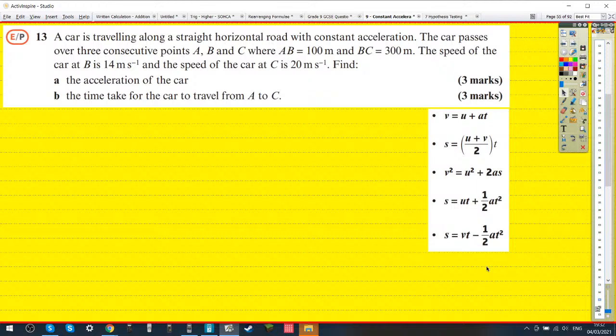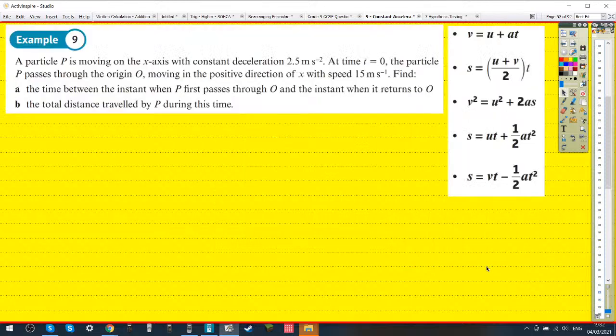Okay, is that the speed of the car? From A to C, constant acceleration. I think you might be alright with this one. Okay, so this is a new type of thing. The time between the instants. Alright, any idea how we do this one?